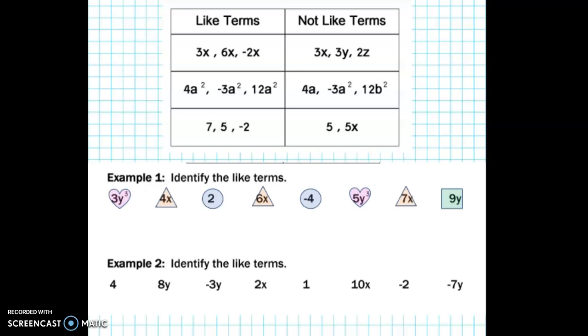Example 2. Again, I'm going to look for my constants. I have a 4, a 1, and a negative 2. My x's are 2x and 10x. And then I have 3 sets of y.